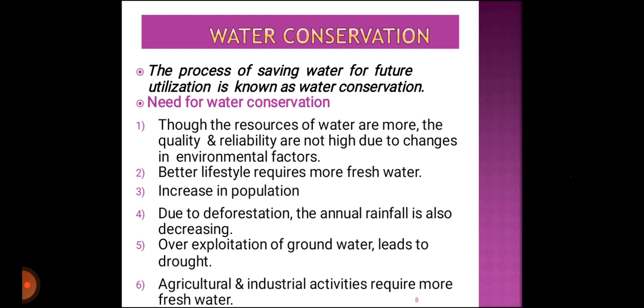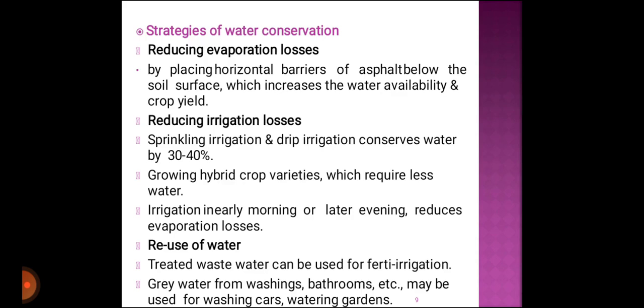Then what are the strategies of water conservation? First one is reducing evaporation losses. How can we reduce the evaporation losses? By placing horizontal barriers of asphalt below the soil surface, which increases the water availability and crop yield. Then reducing the irrigation losses: sprinkler irrigation and drip irrigation conserve water by 30 to 40%. Then growing crop varieties which require less water. Irrigation in early morning or late evening reduces the evaporation losses.